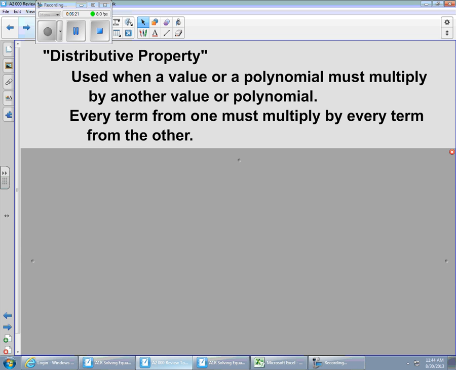What I'd like for you to do instead is just to memorize this: every term from one of the polynomials must multiply by every term from the other polynomial. Whatever polynomial is on the left, whatever polynomial is on the right, every term from the left must multiply by every term that's on the right before the distributive property will be finished.